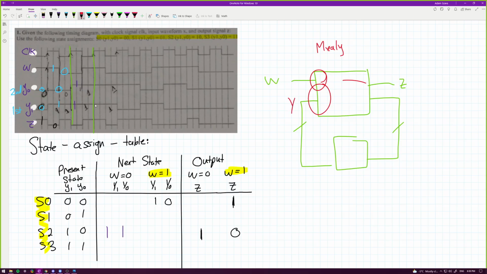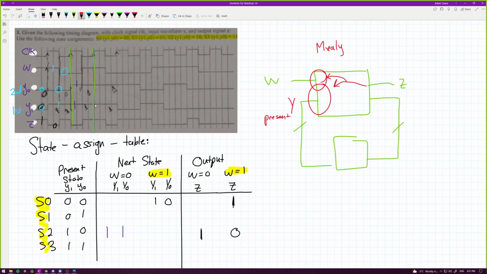So capital Y, the next state, changes with the clock, but this doesn't change with the clock. This changes with just the switch or whatever. It's just a signal. So if it's depending on both, then this can also change outside of the clock. Wait, isn't Mealy dependent on the input and the present state? Yeah, depending on both. So Mealy is depending on both of these at the same time, the input and the present state.